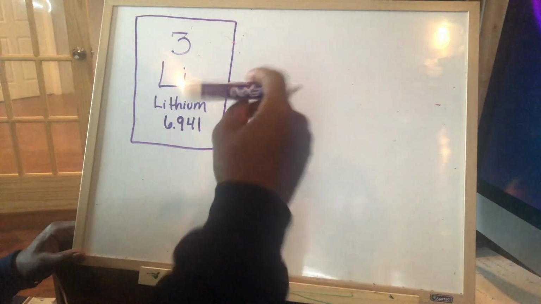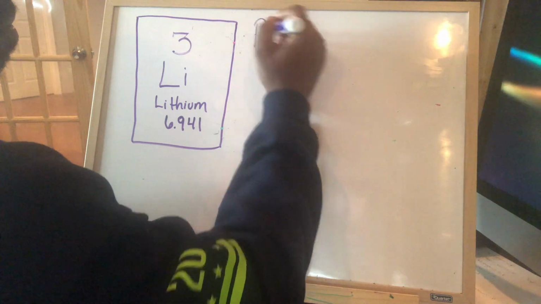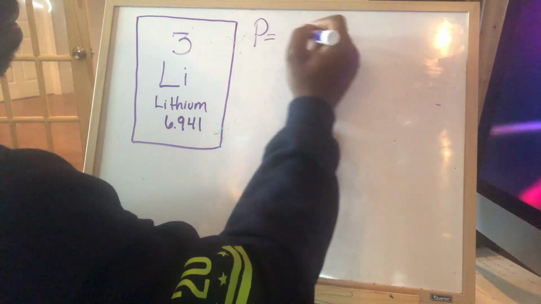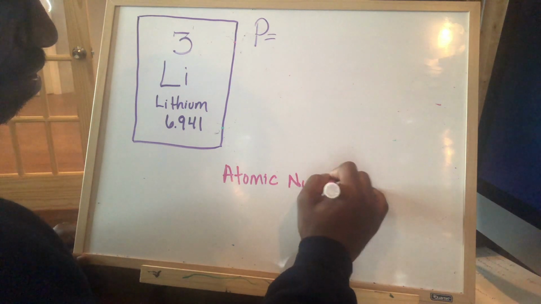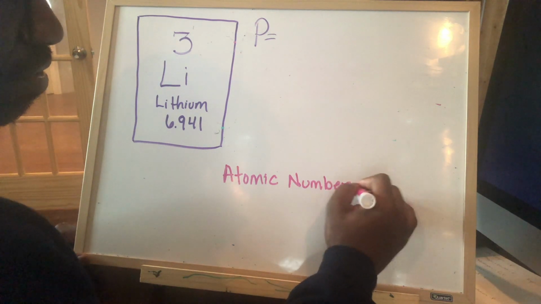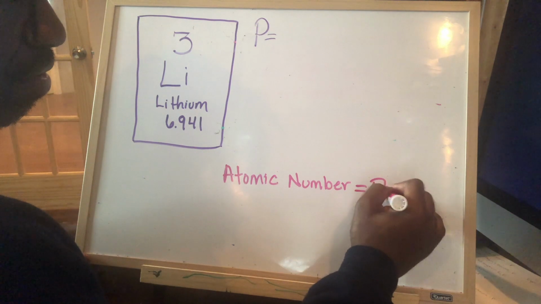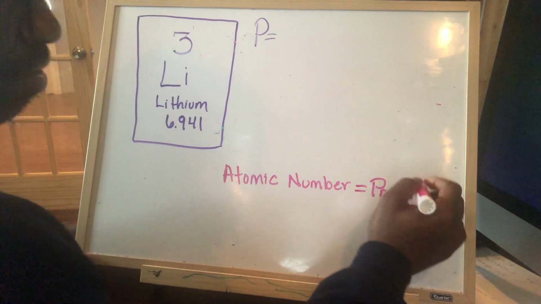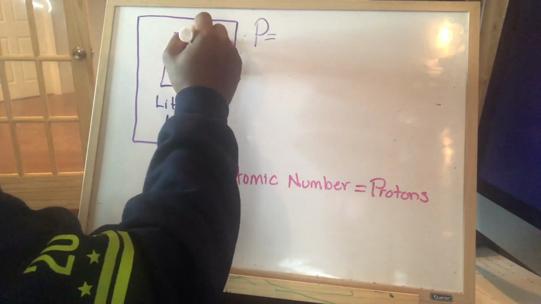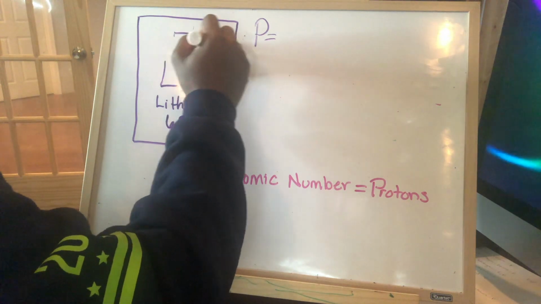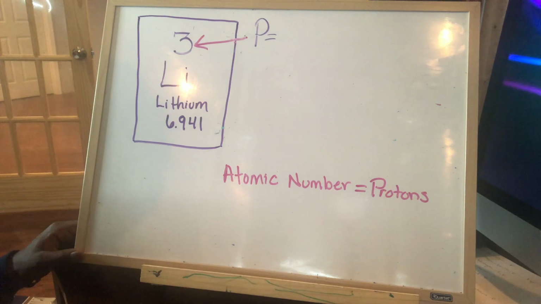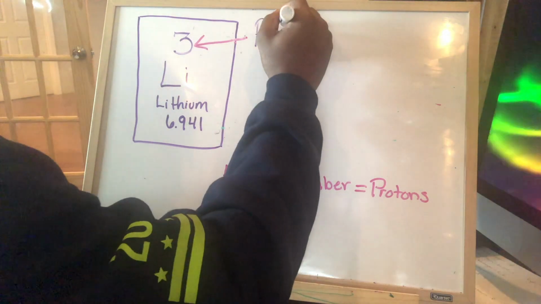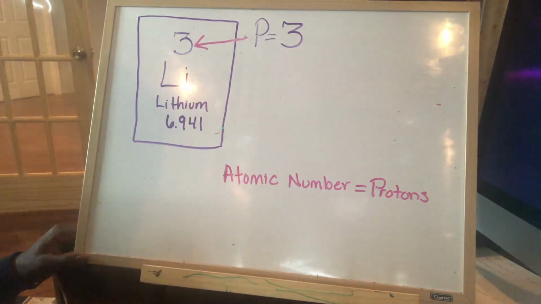So let's begin by searching for first the number of protons. Remembering that the atomic number is equal to the number of protons, if we find the atomic number, we can also find the number of protons. So let's identify the atomic number. Again, it's usually the smaller of the two listed. And so if our atomic number is 3, then our protons must also equal 3.